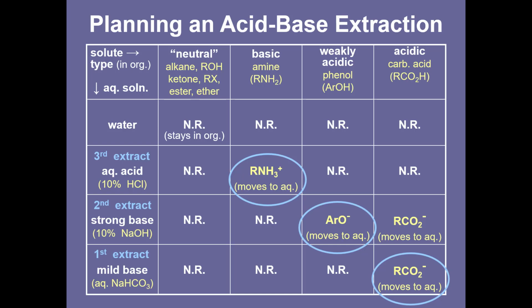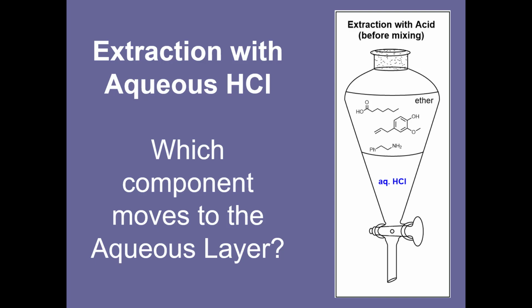Any unreactive solutes would remain neutral throughout all of the extractions, so they would still be dissolved in the organic layer. The acidic and basic components could be isolated from their corresponding aqueous solutions by neutralizing each of the three aqueous layers and back extracting each with an organic solvent. Let's see if we could predict what will happen with a few examples of acid-base extractions.